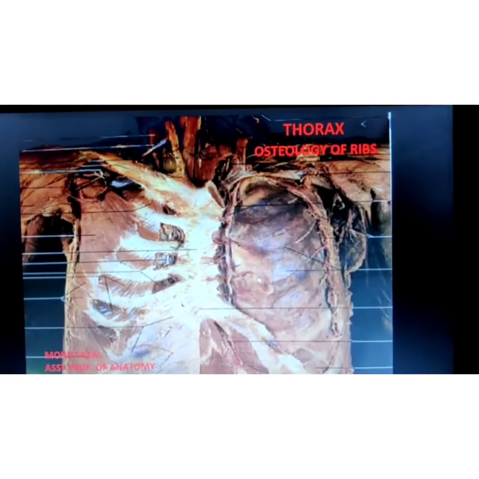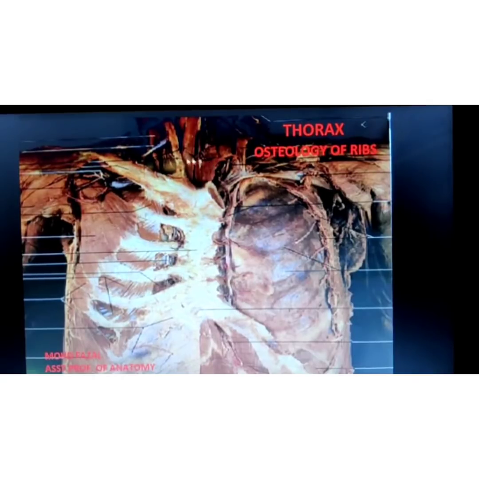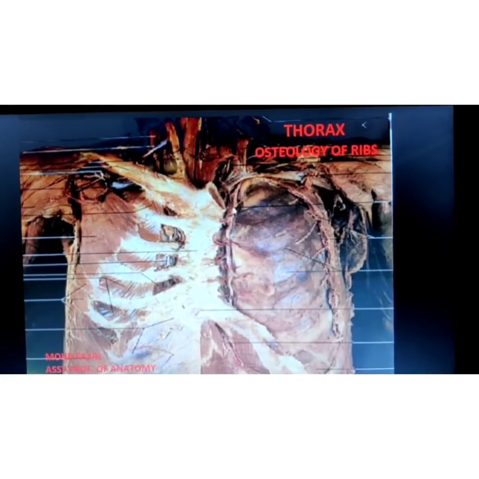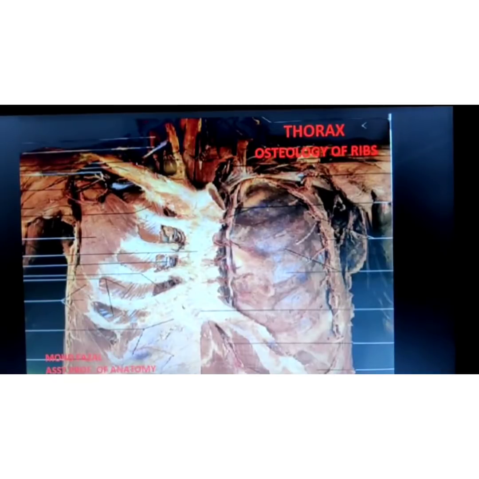Good morning, dear students. Today I'll be teaching you Introduction to the Thorax, and we will also learn about osteology of ribs. Now, the thorax is a part of the trunk which extends from the root of the neck up to the abdomen. So it lies between the neck and the abdomen.